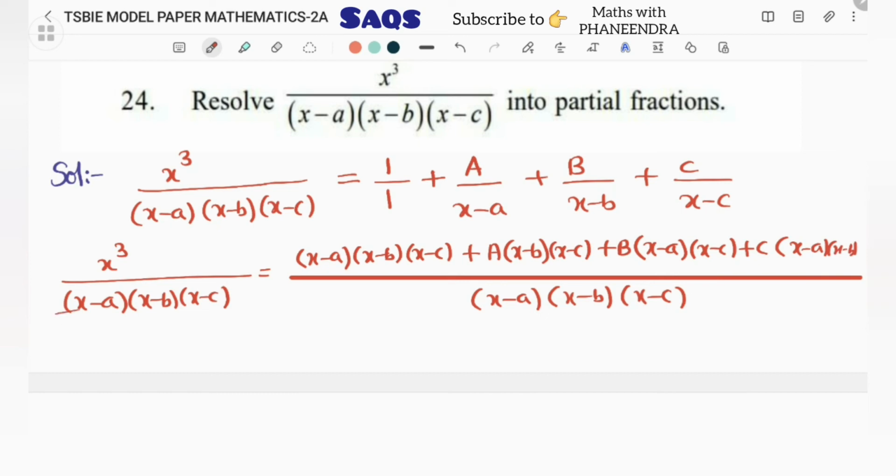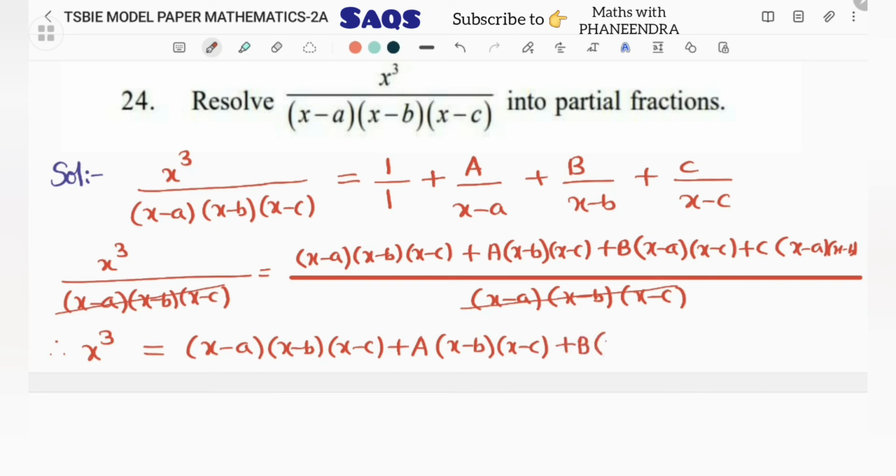So both the denominators will be cancelled. Therefore we have x cube equal to (x minus a)(x minus b)(x minus c) plus capital A into (x minus b)(x minus c) plus capital B into (x minus a)(x minus c) plus capital C into (x minus a)(x minus b).